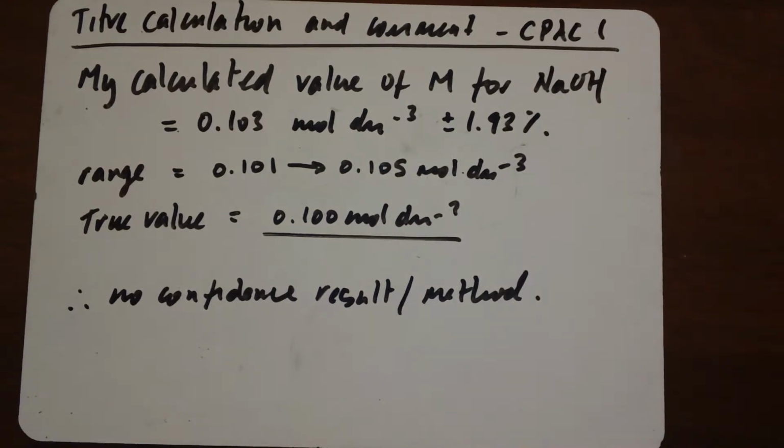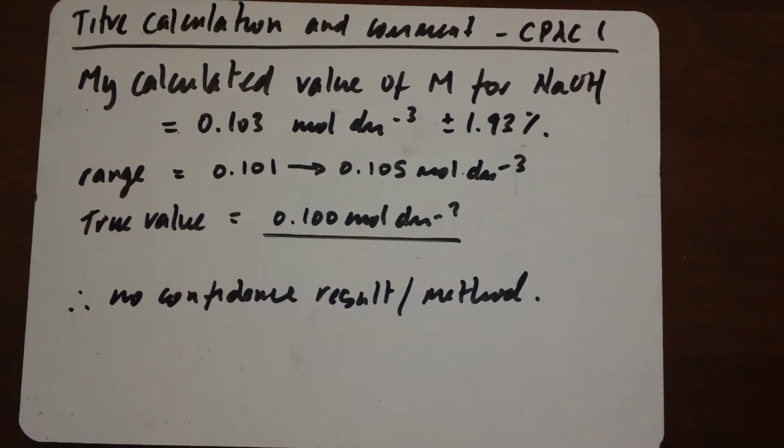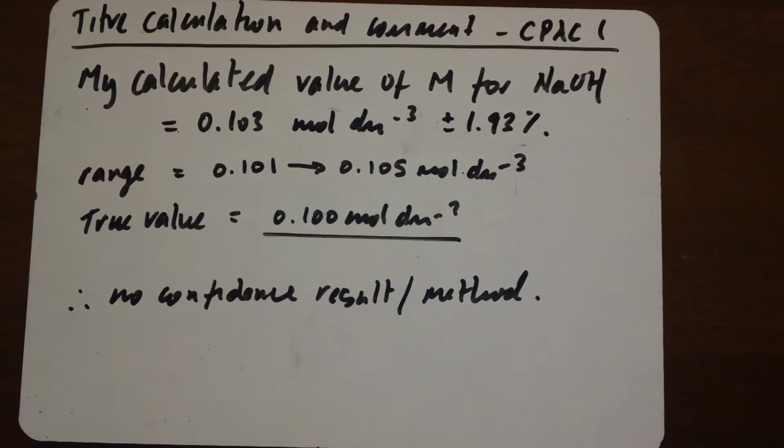So instead of making up a 250 centimeter cubed solution, I could make up a litre solution. That would decrease the percentage uncertainty of the mass used. It would also decrease the percentage uncertainty of the volume. What I could also do is use a more dilute titrant, the thing you put in the burette.